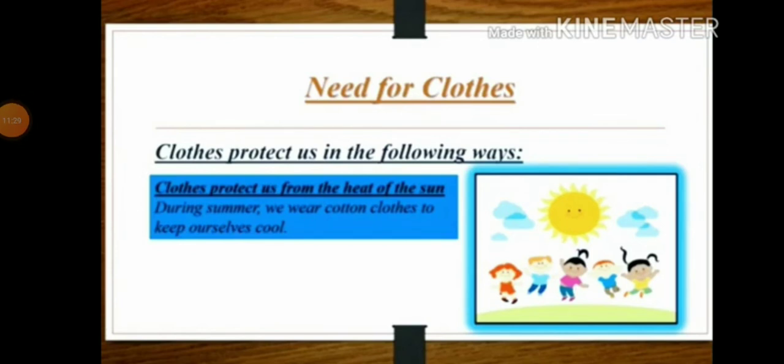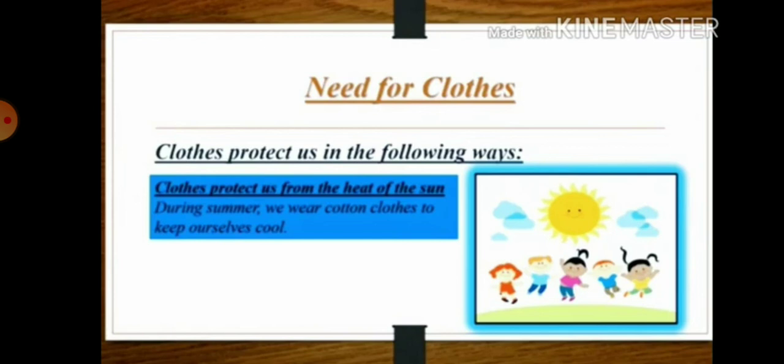So, my dear children, what did we learn in this lesson? Cloth is made from yarn. Yarn may be made from cotton, wool, etc. Clothes become dirty on being used. We must always wear clean clothes. Soaps or natural substances like reetha can be used for washing clothes.